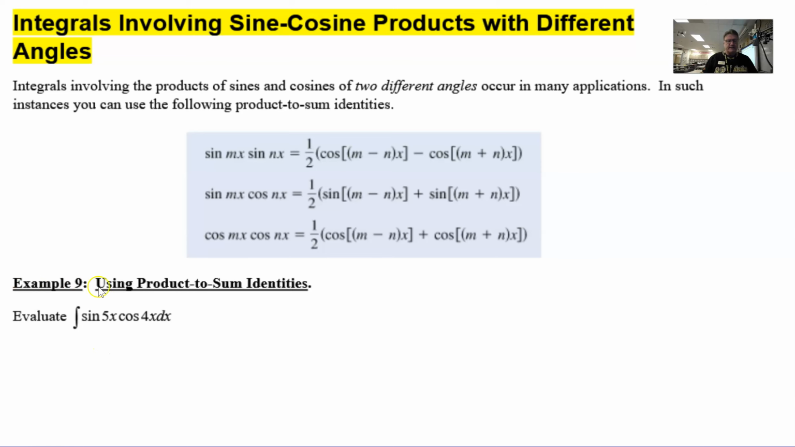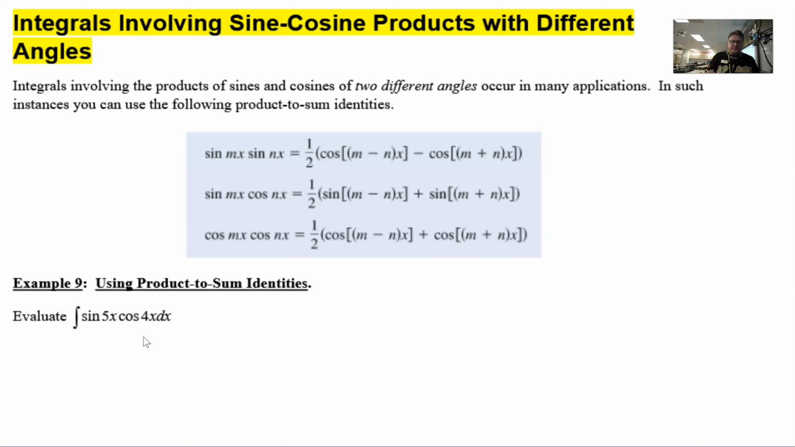So if we go right down here to example 9, we're going to take the integration, the antiderivative of sine of 5x times the cosine of 4x. Now, what makes this problem challenging is because you have two different arguments within your trig functions. One's a 5x, the other one's a 4x. And that creates a little bit added level of difficulty. If they were both the same, we could pull off a simple u substitution and be on our way.